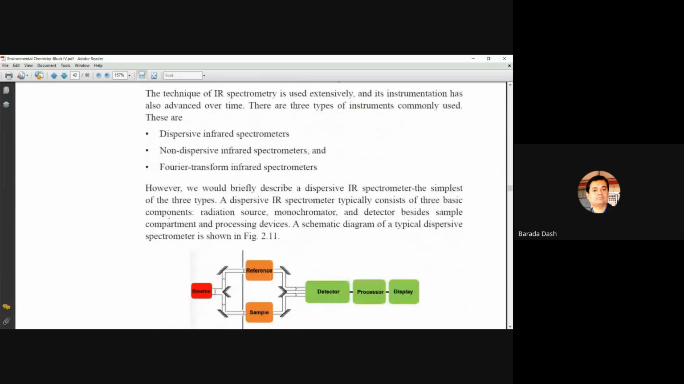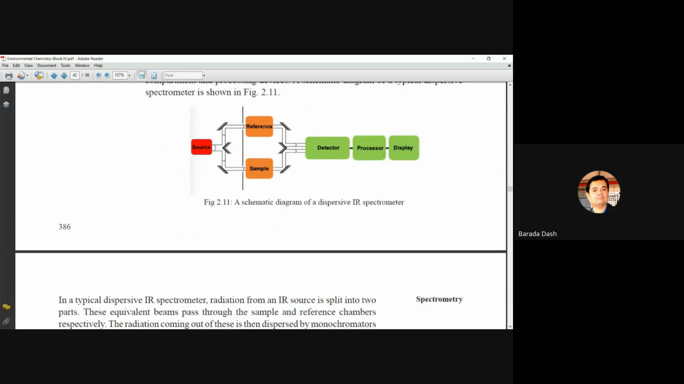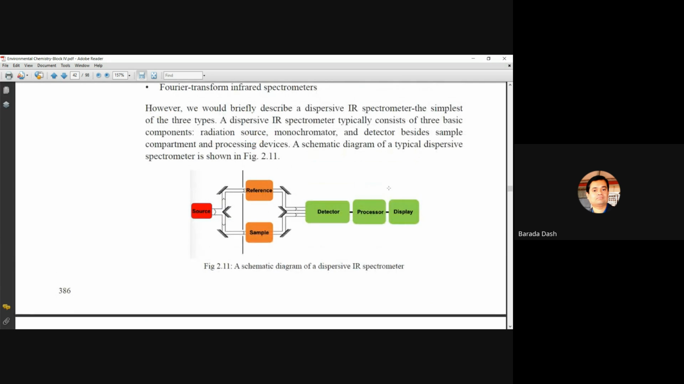So basic instrumentation is the same: the source is there, there is a reference and a sample, and then there is a detector, processor and display. This is the schematic diagram of the IR spectrometer.